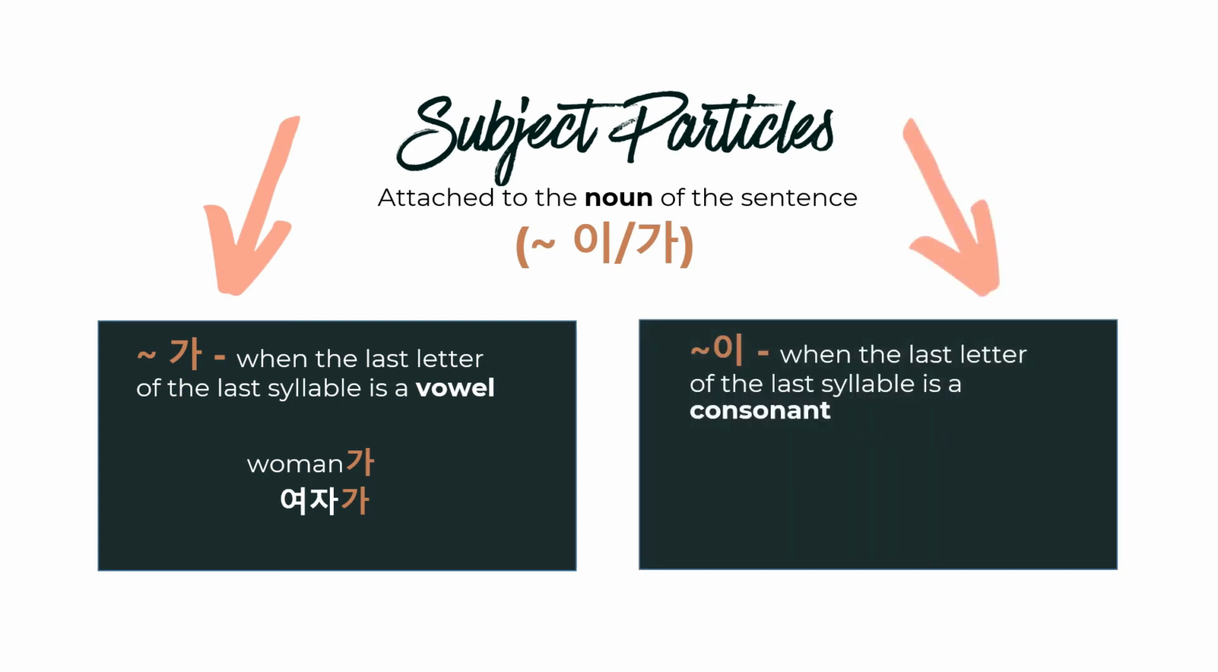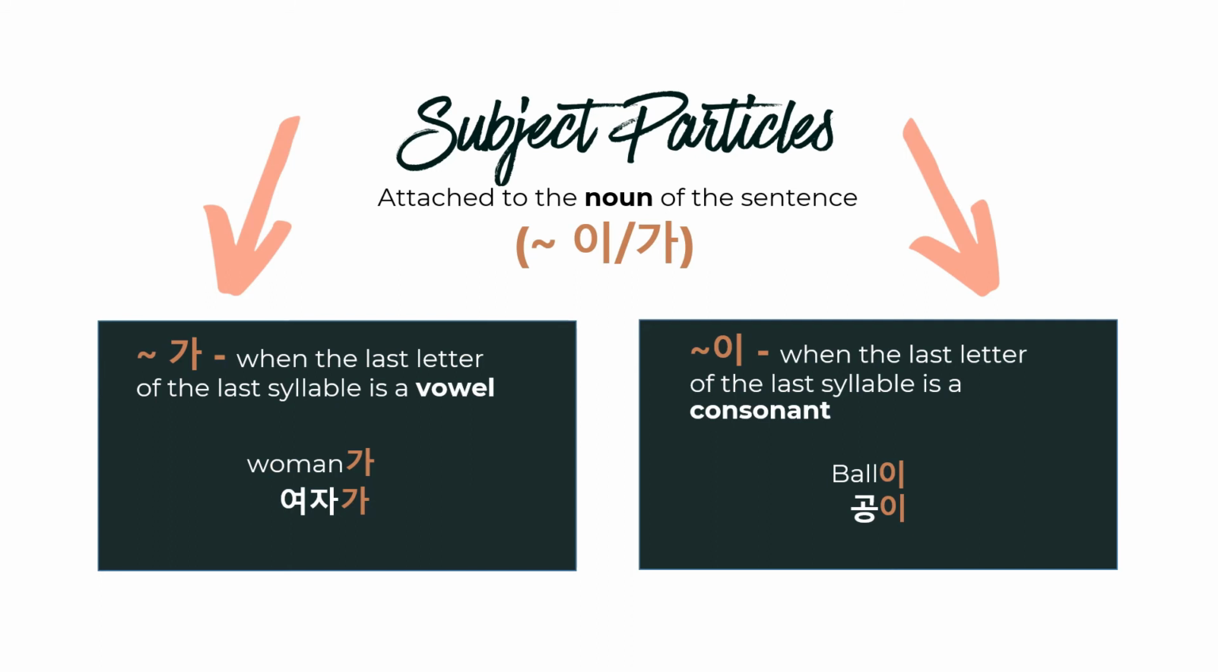Next, we use I when the last letter of the last syllable is a consonant. So for example, we have the word ball, which in the Korean language is kung. Therefore, we add I since it ends in a consonant, kungi. So again, we have yodaga, kungi.